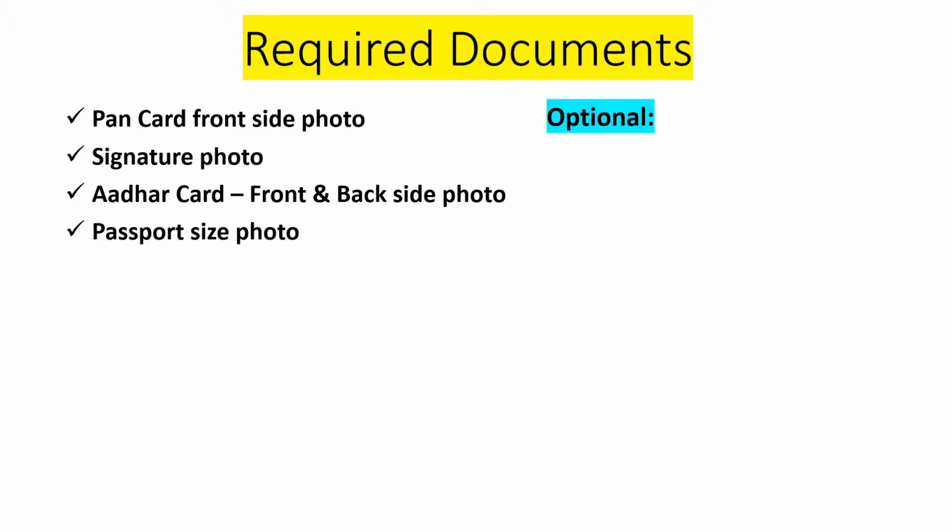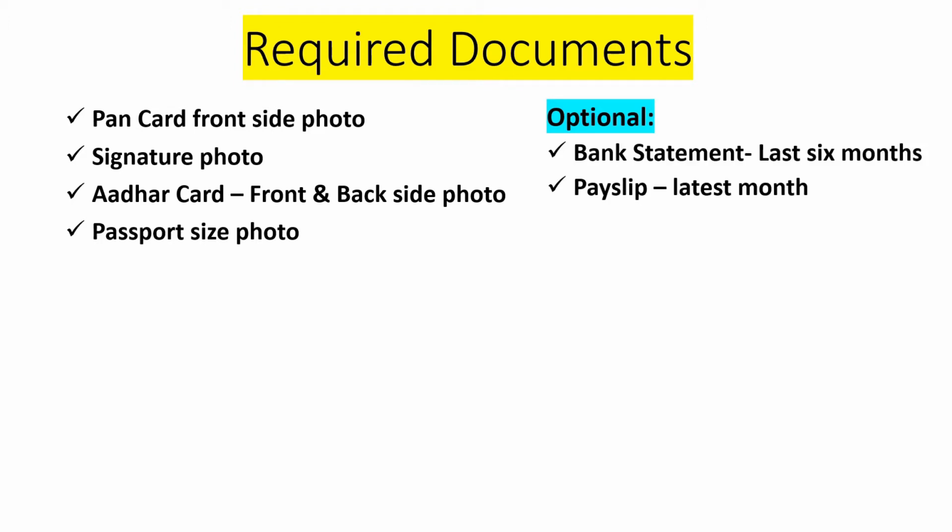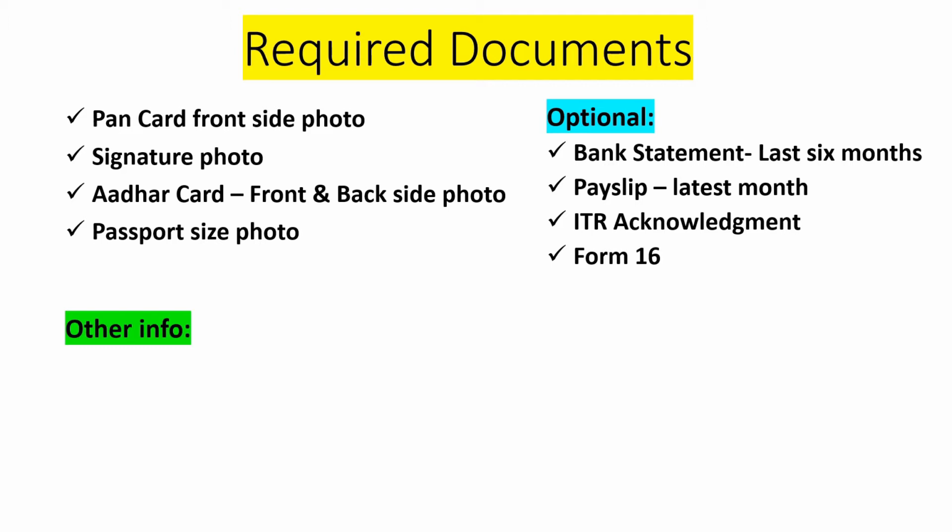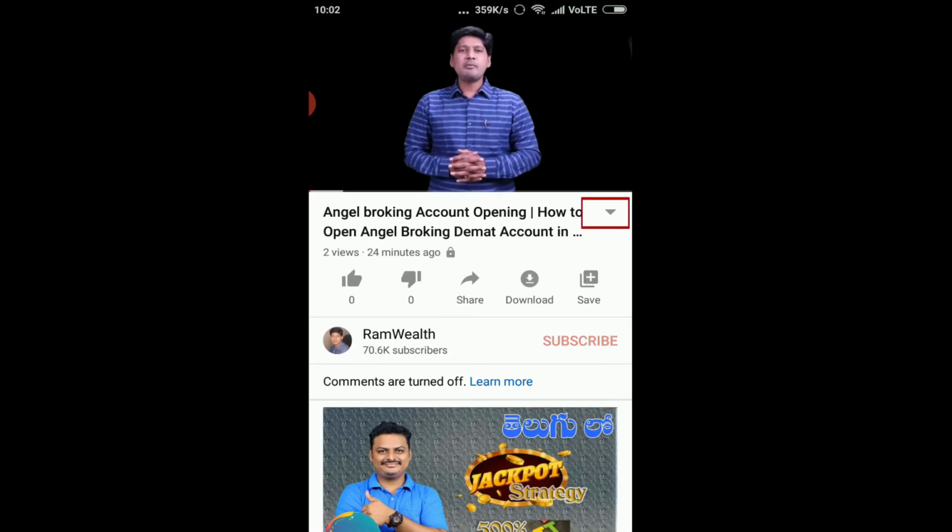Come to optional requirements. When you want to do F&O, you are required to submit income proof such as bank statement or pay slip or ITR acknowledgement or Form 16. Any of these you can upload as income proof. Come to other requirements. You need to keep handy your bank account number and bank IFSC code. You need to keep all this information handy before opening your account. Now let us move and open the Angel Broking account.